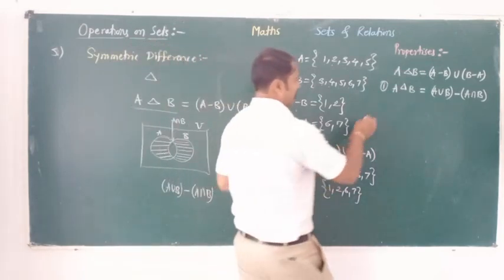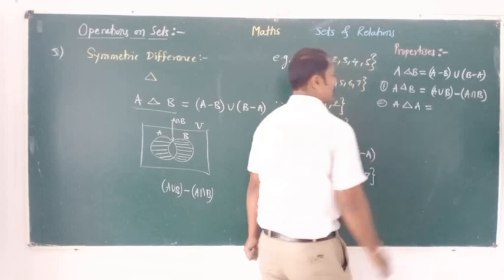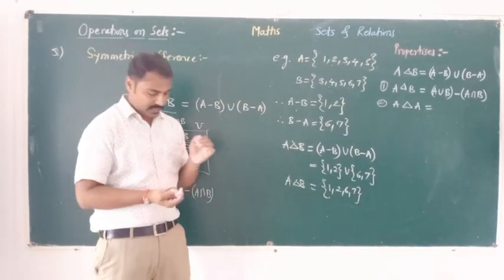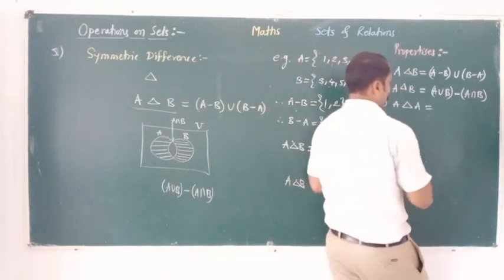If we take the symmetric difference with itself, then we get 5.